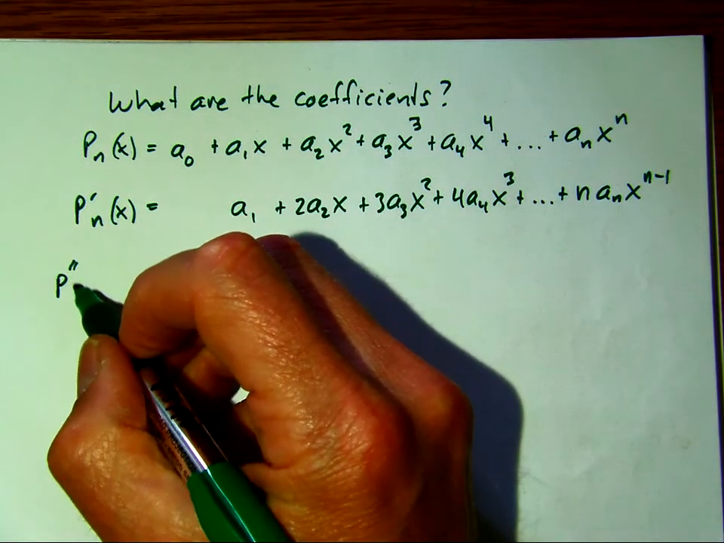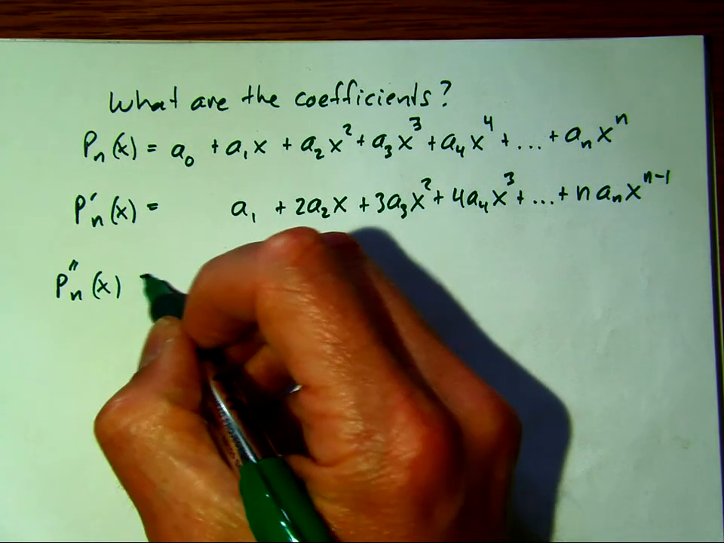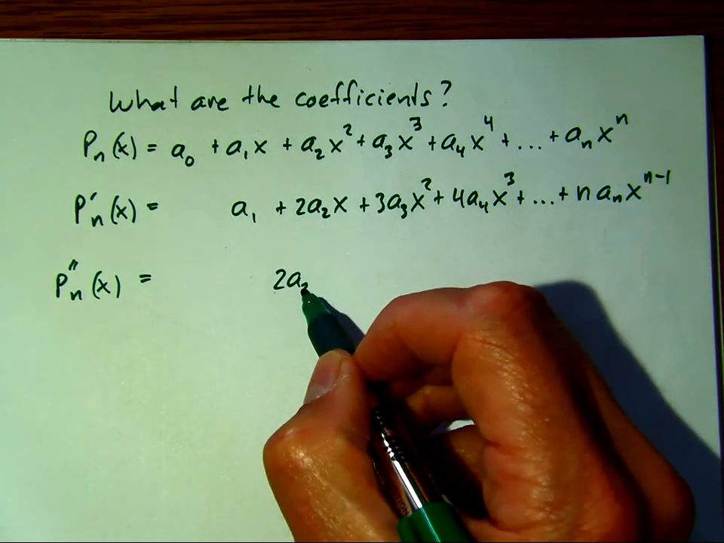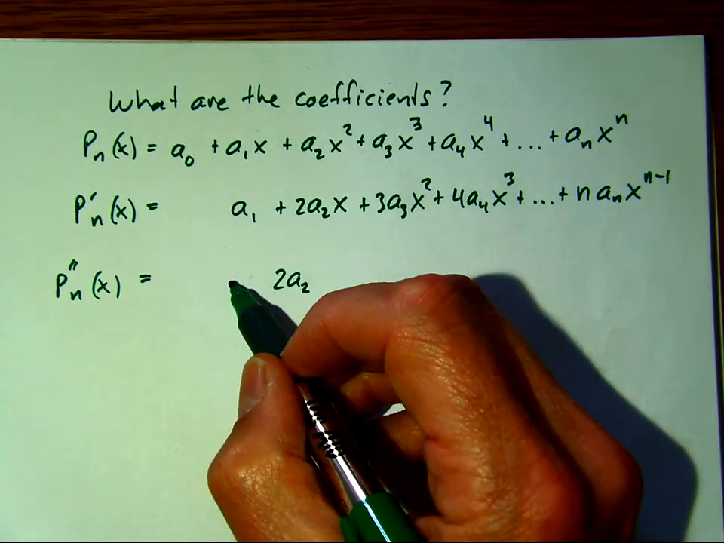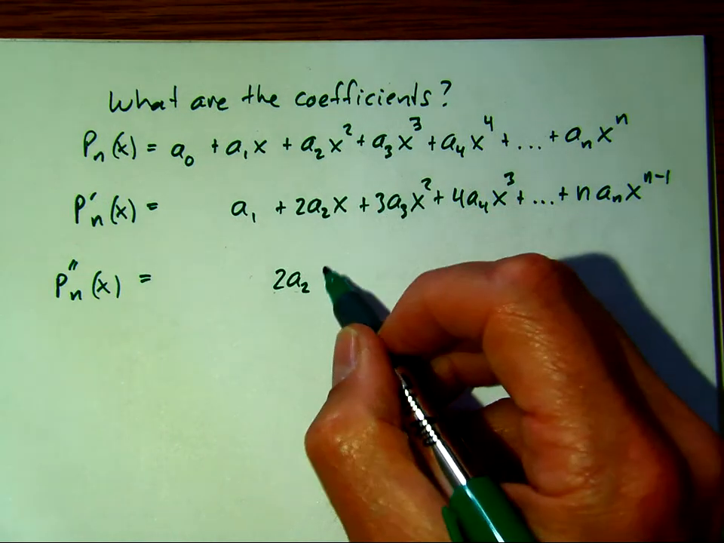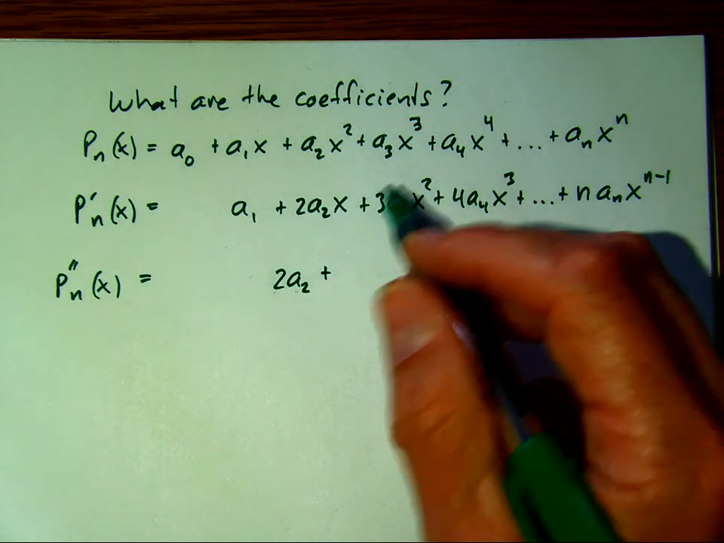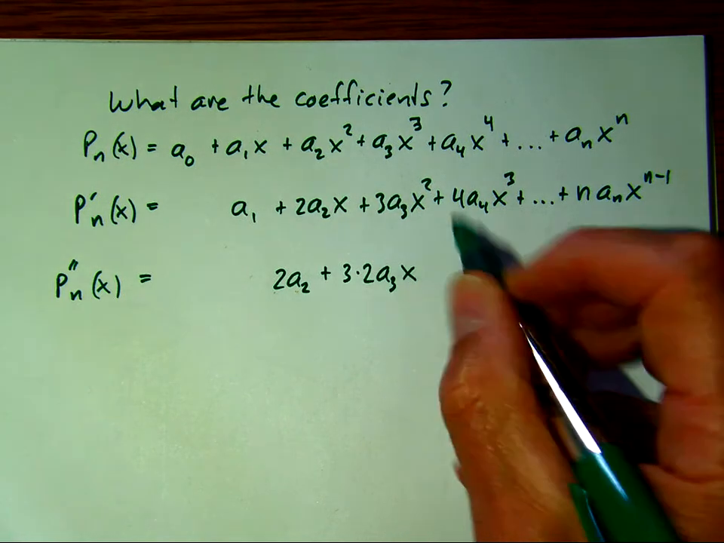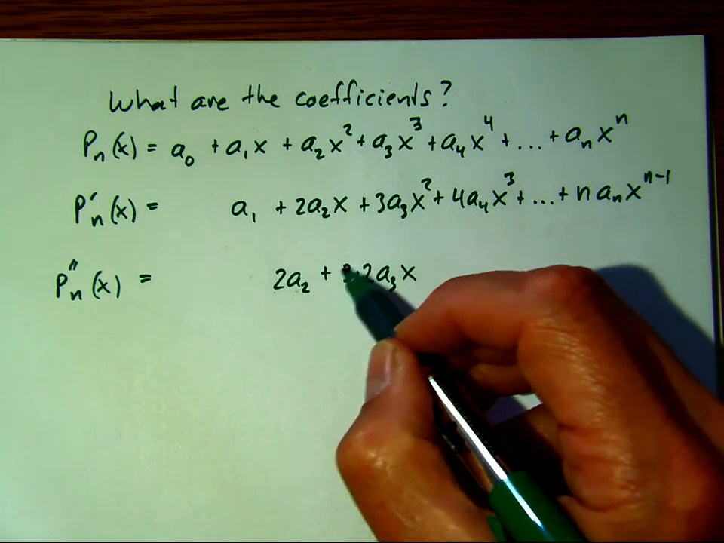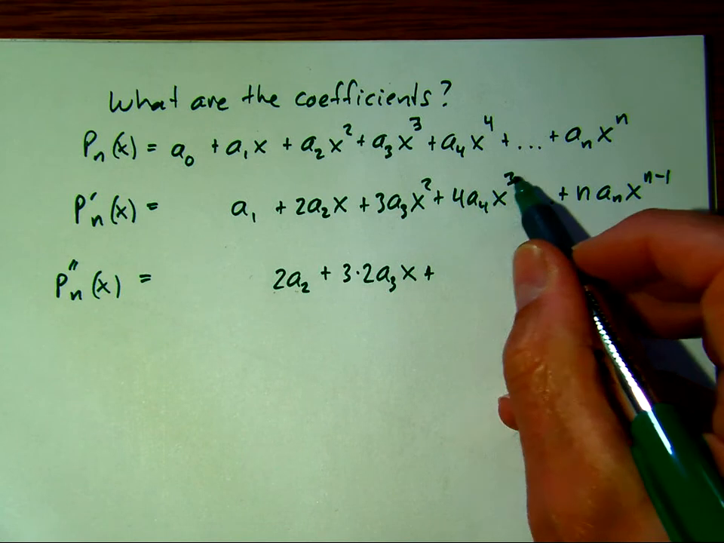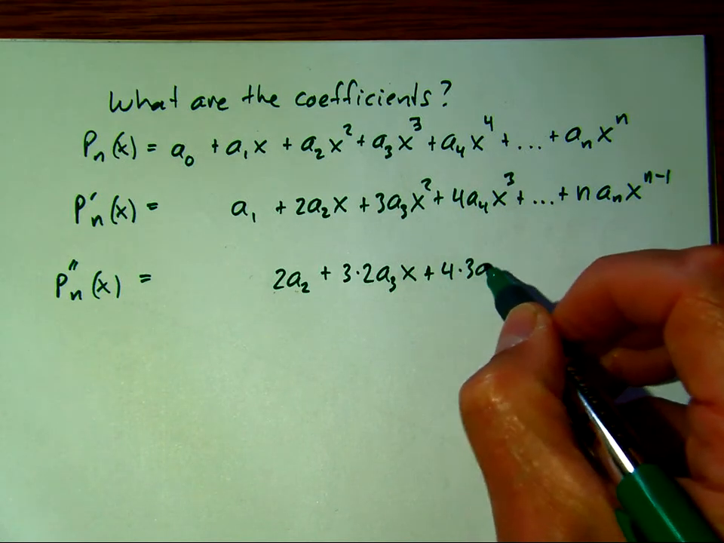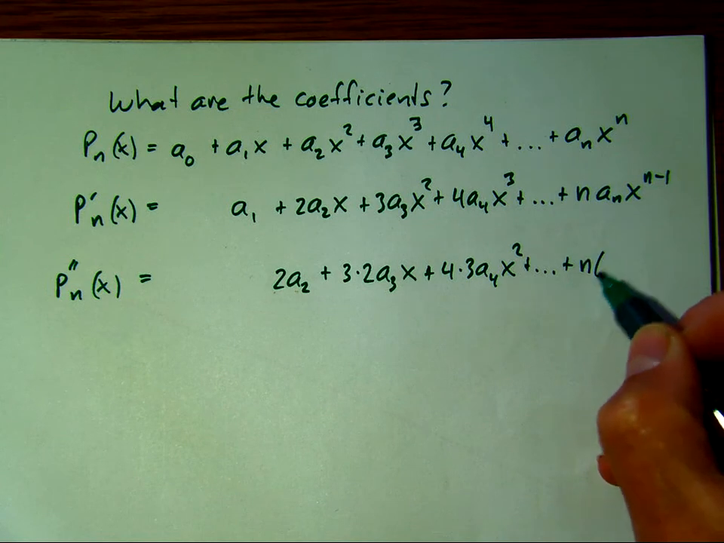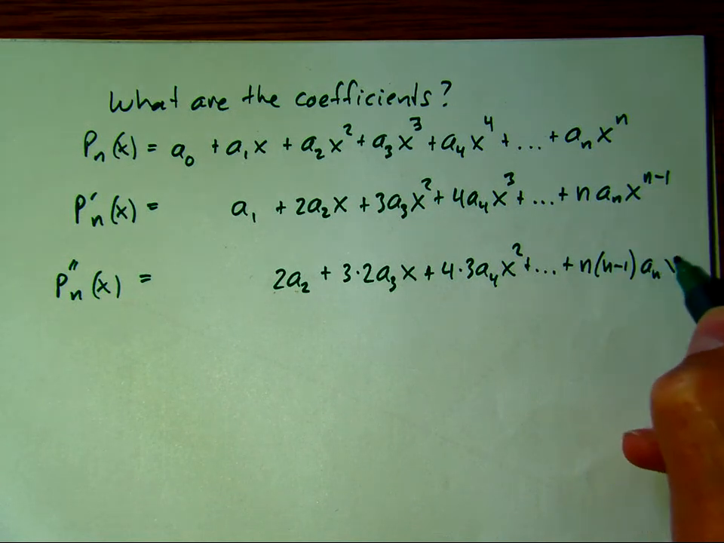Let's find the second derivative of the polynomial. The derivative of this will be 2a2. The derivative of this is 0. Here we're going to get, instead of writing 6, let's write 3 times 2a3x, 2 times 3. I just wrote 3 times 2. Here we're going to have 4 times 3, 4 times 3a4x squared. Here we're going to have n minus 1 anx to the n minus 2.